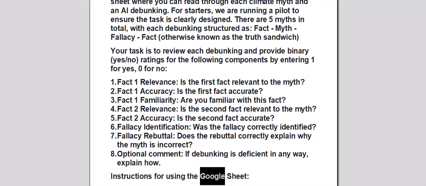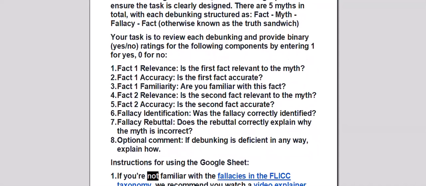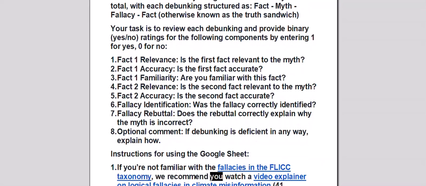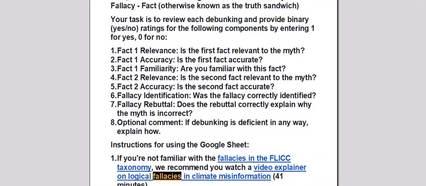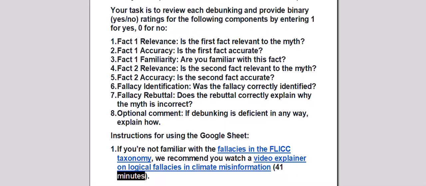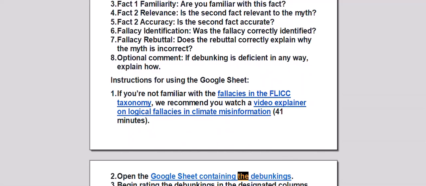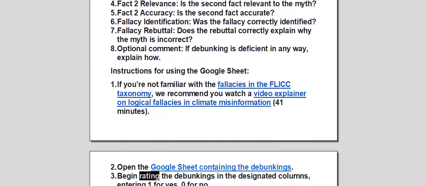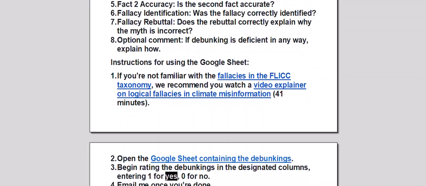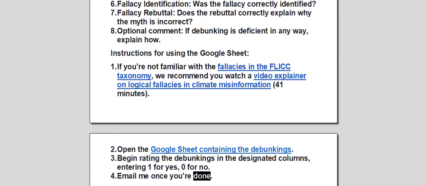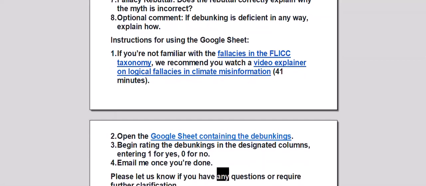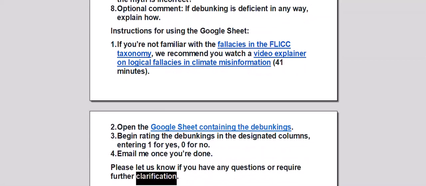Instructions for using the Google Sheet. If you're not familiar with the fallacies in the fallacy taxonomy, we recommend you watch a video explainer on logical fallacies in climate misinformation, 41 minutes. Open the Google Sheet containing the debunkings. Begin rating the debunkings in the designated columns, entering 1 for yes, 0 for no. Email me once you're done. Please let us know if you have any questions or require further clarification.